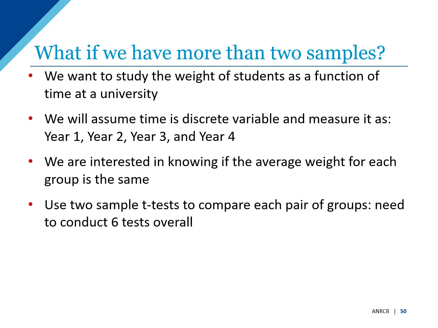For example, if we wanted to study the weight of students as a function of time at a university and understand whether the average weight for each group of students by year in university is the same, we assume time is a discrete variable and we measure it as year 1, year 2, year 3, and year 4. We can use 2 sample t-tests to compare each pair of groups, which would mean that we need to conduct 6 tests overall.